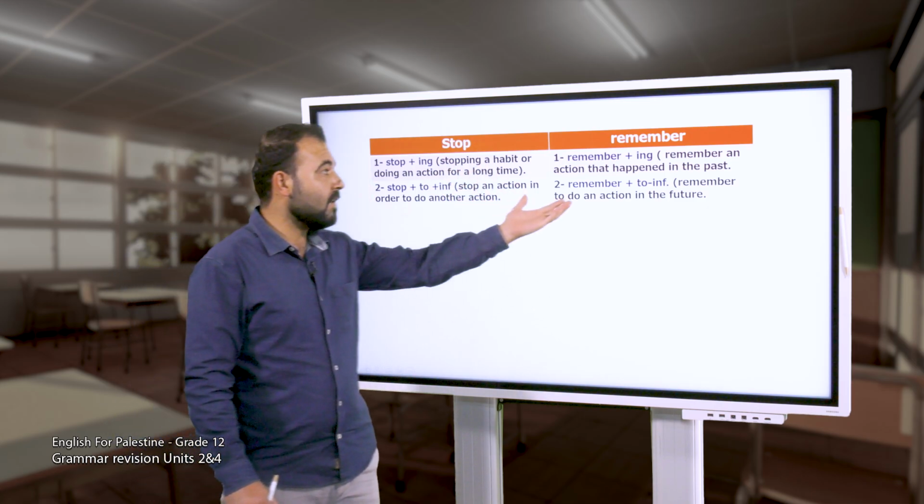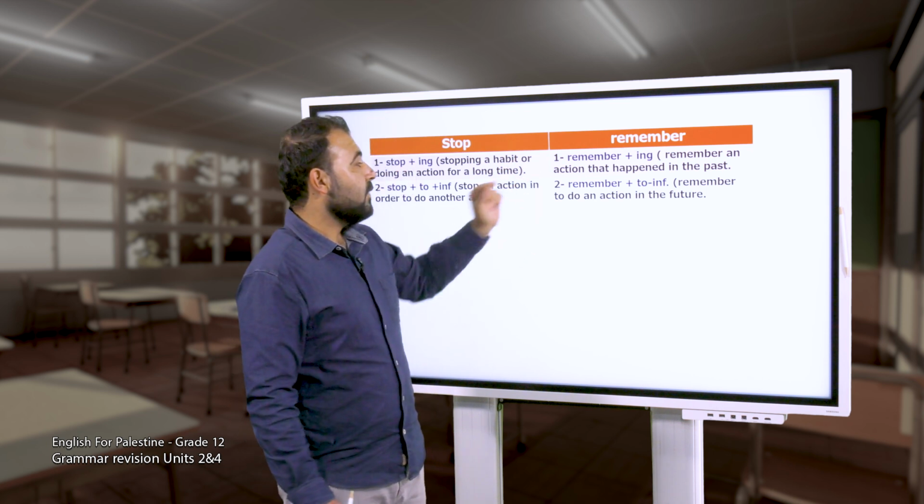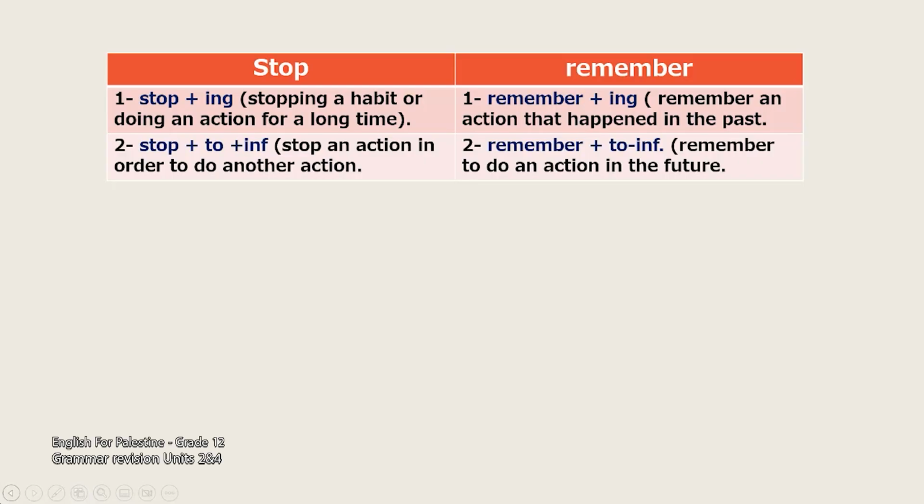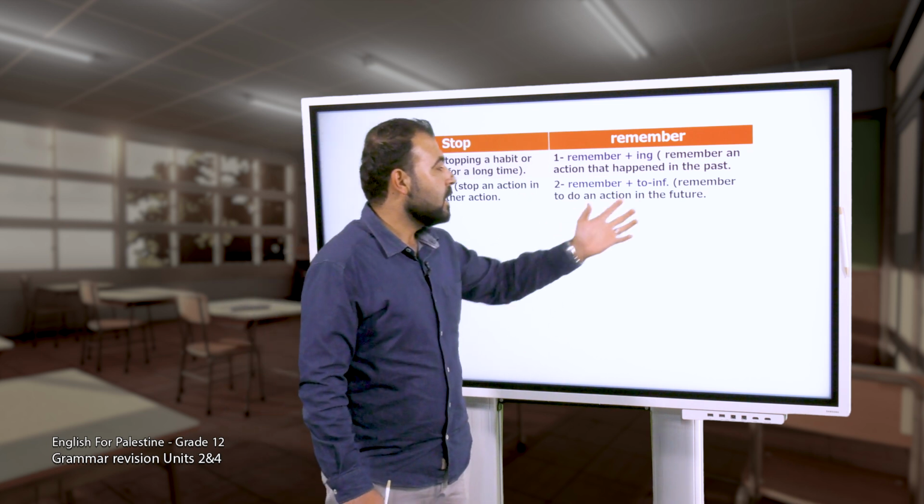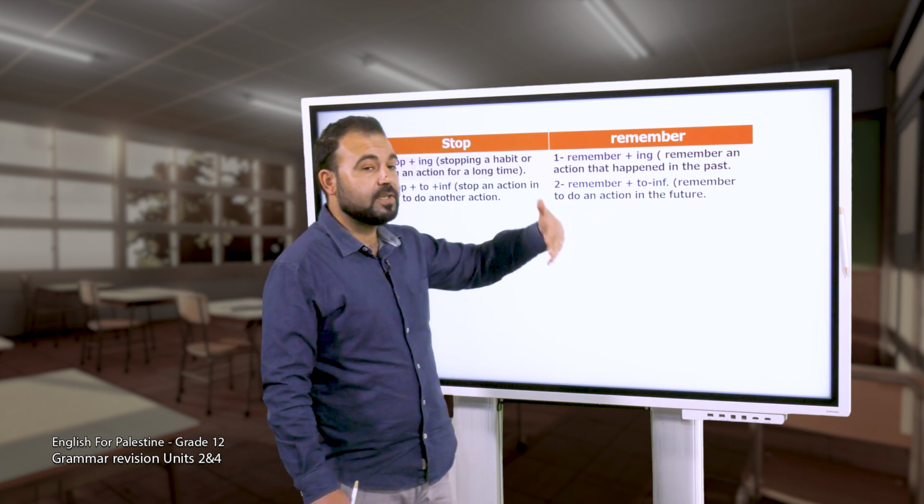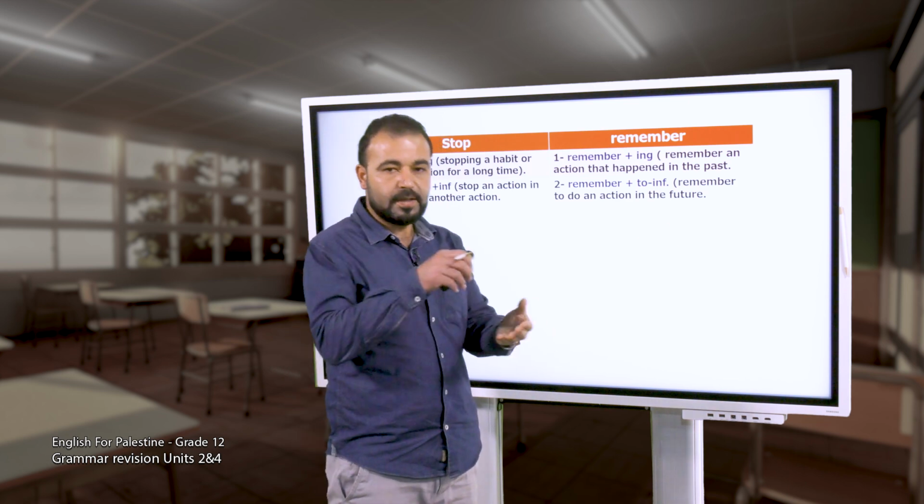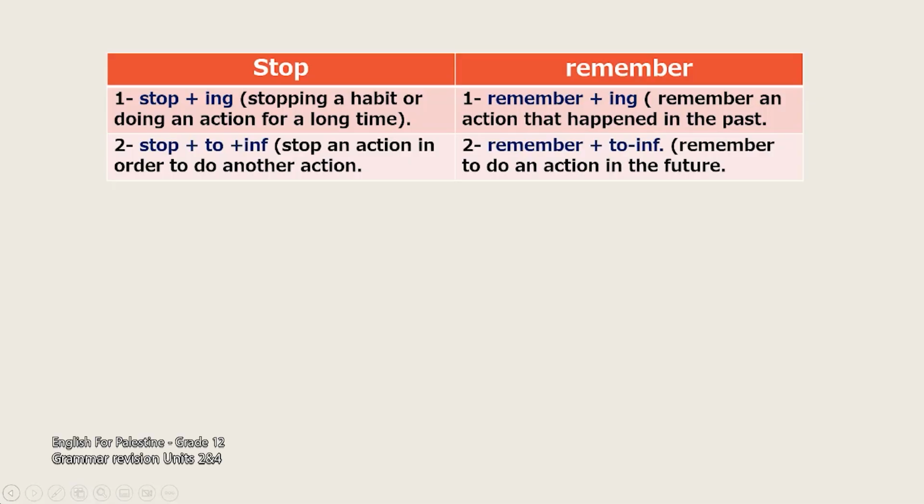On the other hand, here we have the verb remember. The first point about remember is using the ing after the verb remember. When the meaning of remember is remembering a past experience, or remembering an action that happened in the past, we should use the ing form here. But if the verb remember means remember to do an action in future, here the verb remember must be followed with the infinitive with to.